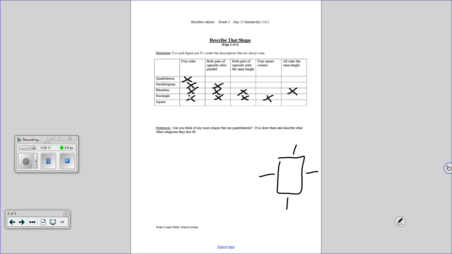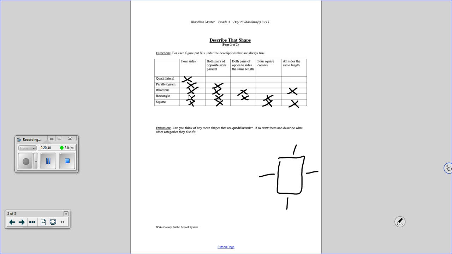What about square? Emily? 4 sides. What else, Colin? Both pairs of opposite sides are parallel. 2 sets of parallel sides. What else, Tatiana? All sides are the same length. What else? Lindley? 4 square corners. Anything else?